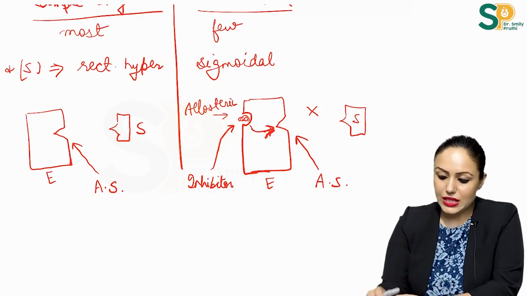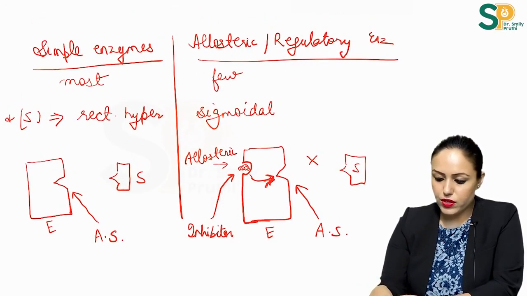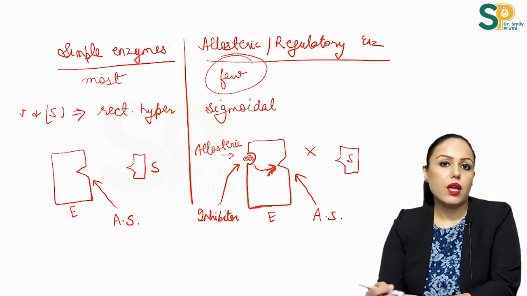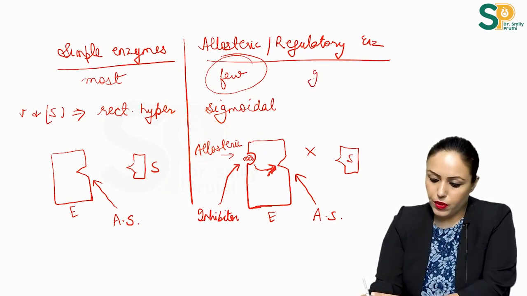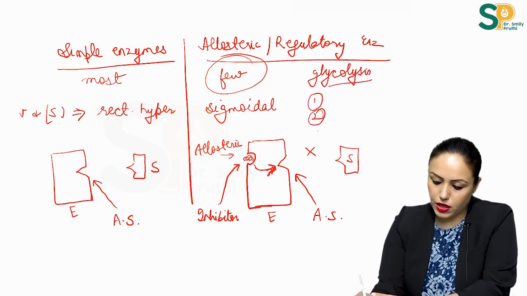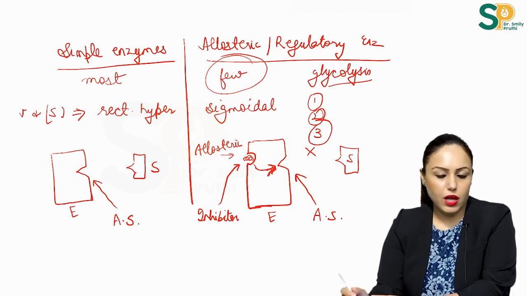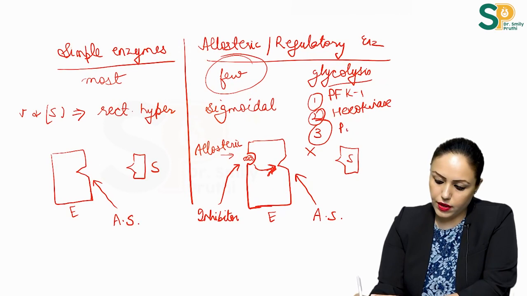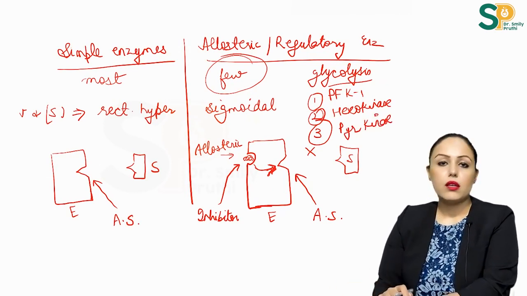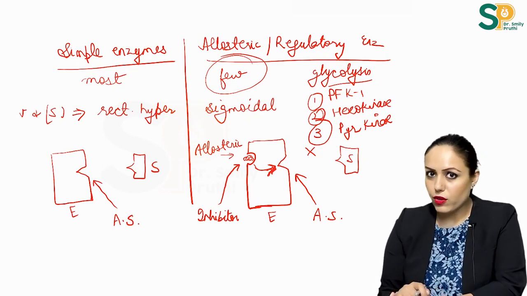Okay, so these enzymes, allosteric or regulatory enzymes, are few in number and they are the regulatory enzymes of the pathway. For example, in case of glycolysis, there are 3 regulatory enzymes. I've told you that in the glycolysis topic. These enzymes are PFK1, hexokinase, and pyruvate kinase. These are the 3 regulatory enzymes of glycolysis.